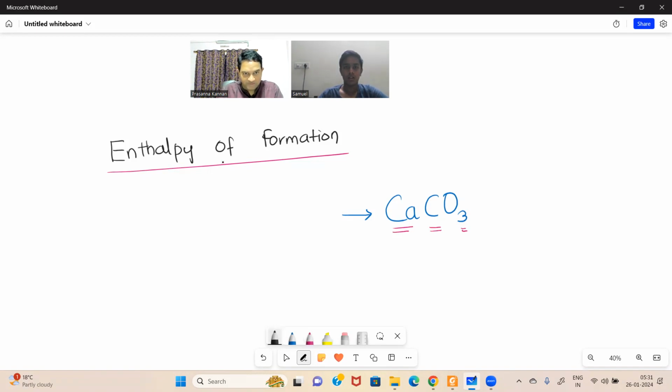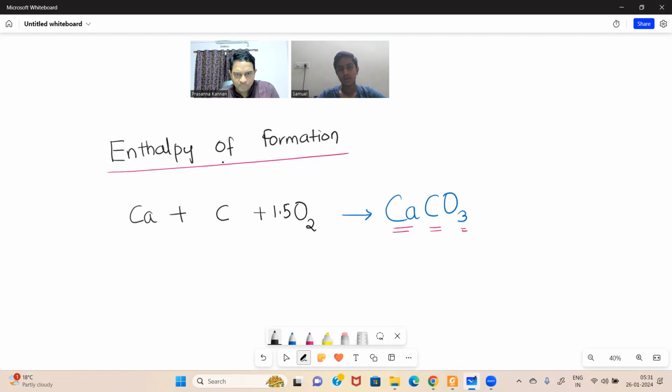So the way you write the equation is calcium plus carbon plus oxygen. Is that clear? Of course balancing you can do. By balancing we just multiply 1.5 here. It's a balanced equation, correct? Because one calcium atom is there on both sides, one carbon atom on both sides, three oxygen atoms on both sides. And 1.5 into 2 is 3, right?